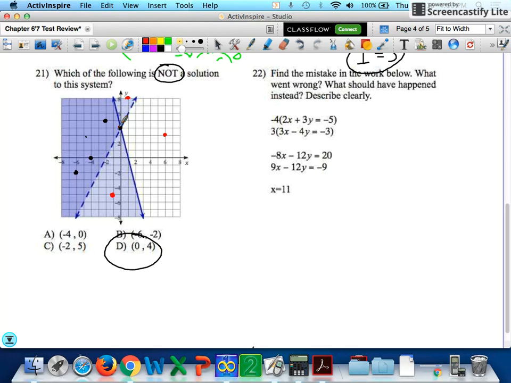22 is one of our favorite types of problems to put on there. We don't put them on there because we love them. We put them on there because the state of Georgia loves these types of weird problems where you have to find a mistake in something. Okay? So find this mistake.